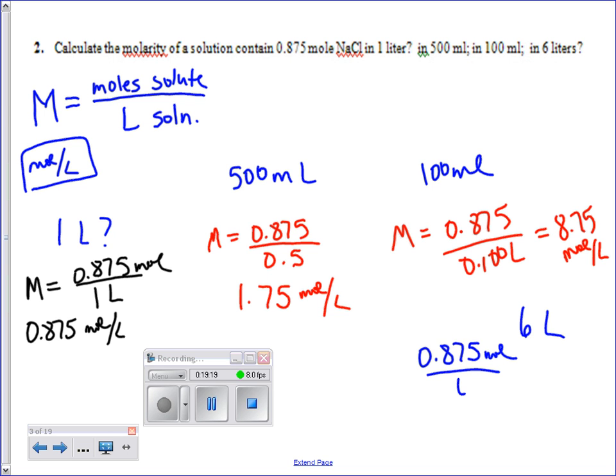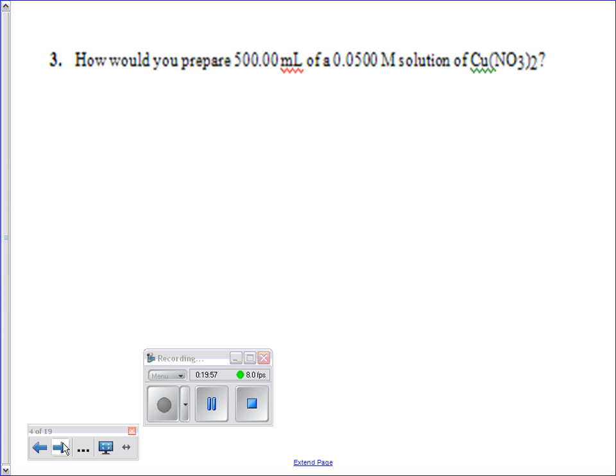And our last one, 0.875 moles divided by 6 liters equals 0.146 moles per liter. Does it make sense that our concentration is dropping the bigger the volume we use? Yeah, mathematically, obviously, but does it make sense mentally? If you have a set number of moles, you dissolve it in a small volume, it's going to be pretty concentrated. That same moles you dissolve in a much bigger volume, it's going to be much less concentrated. And you can see that with the 0.1 liter and the 6 liter, right? Okay, let's move on to the next problem where you're actually going to learn about making solutions.